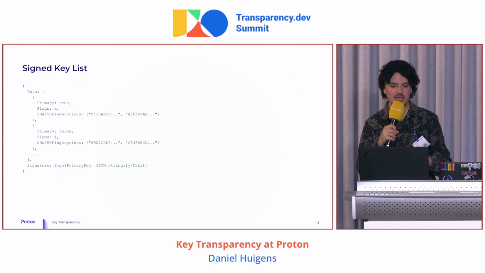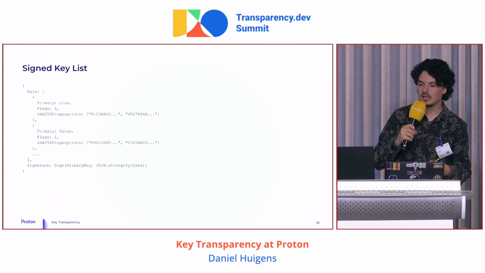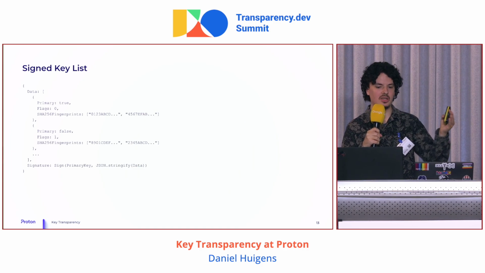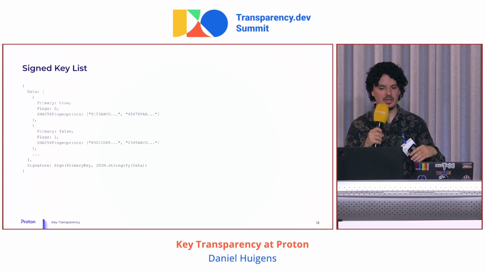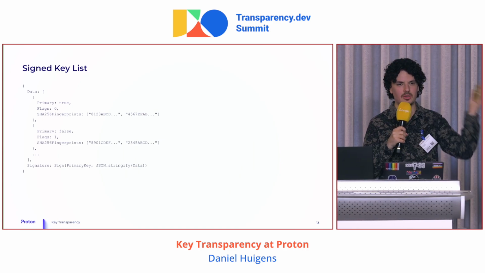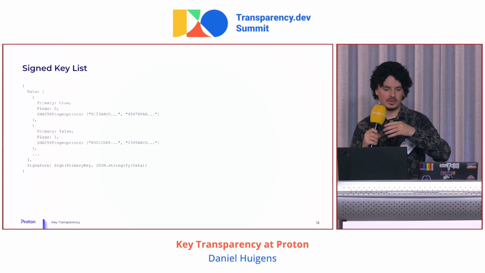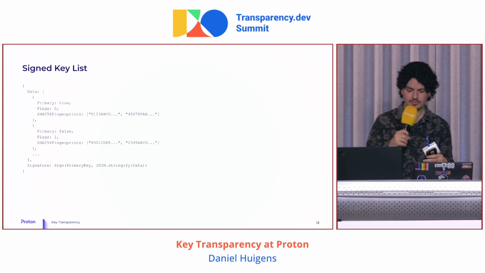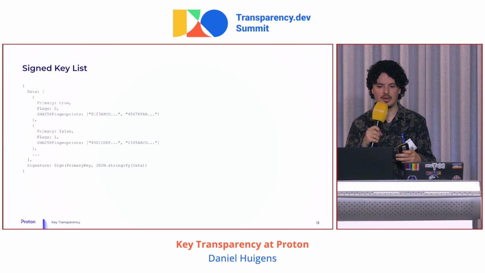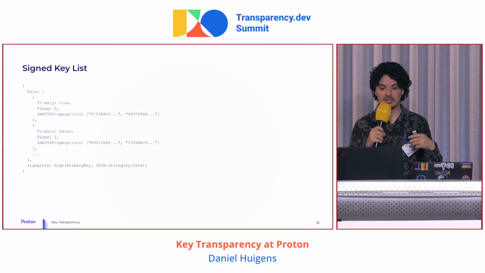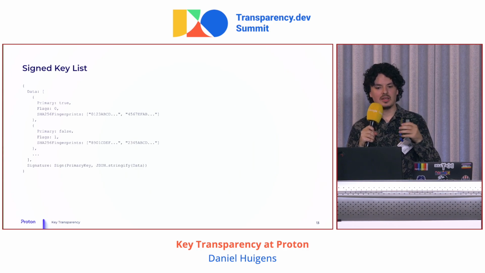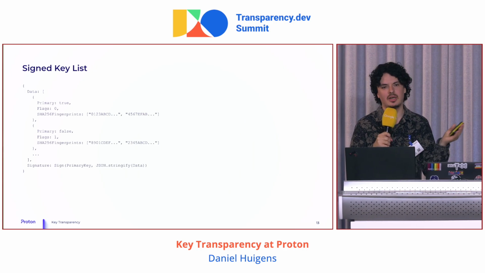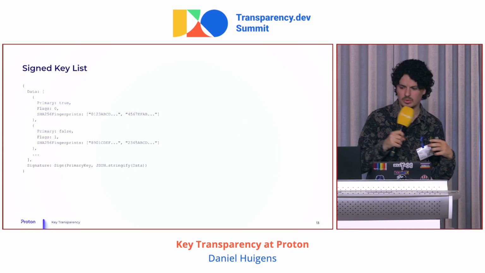So yeah, this is what the signed key list looks like. It's basically a signature plus the data, which says, here's the list of keys. Each of them will have a set of fingerprints, which are like the OpenPGP subkeys fingerprints, which are hashed using SHA-256. And then they say whether the key is primary or not, and the flags, which are like, is this key obsolete or not, for example.